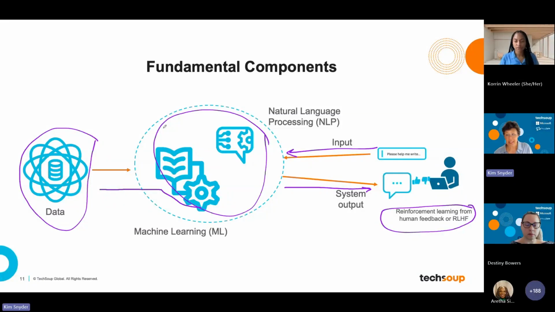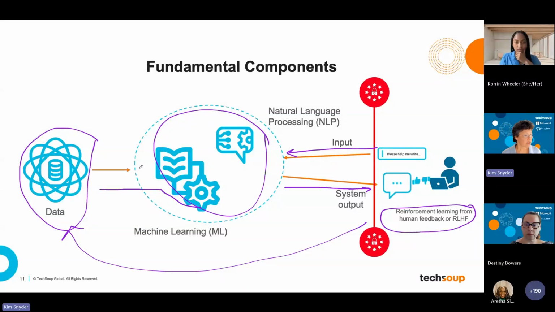So the system itself, which can process language, can know whether the output that it gave you corresponded to the input that you gave it. And so that information in turn gets fed back into the system. Okay, so all right, here's an important concept.